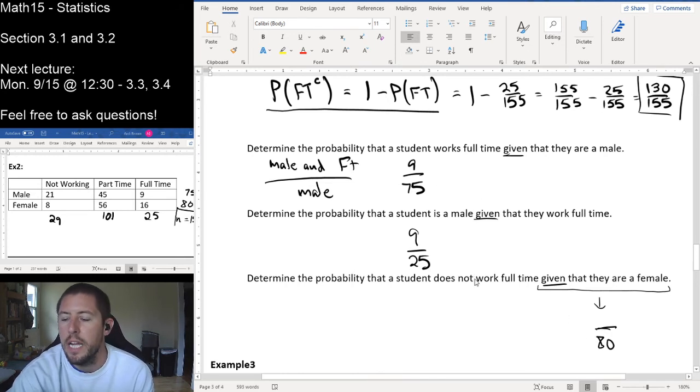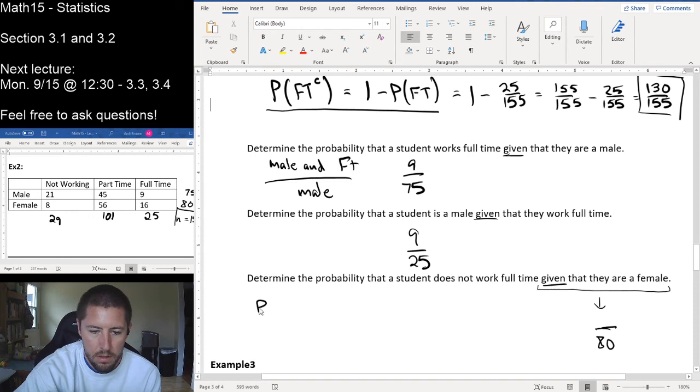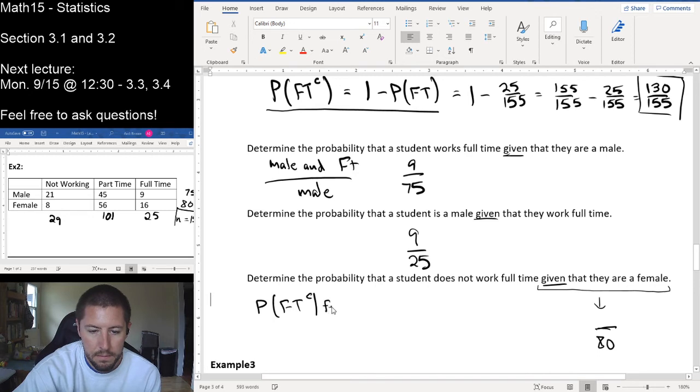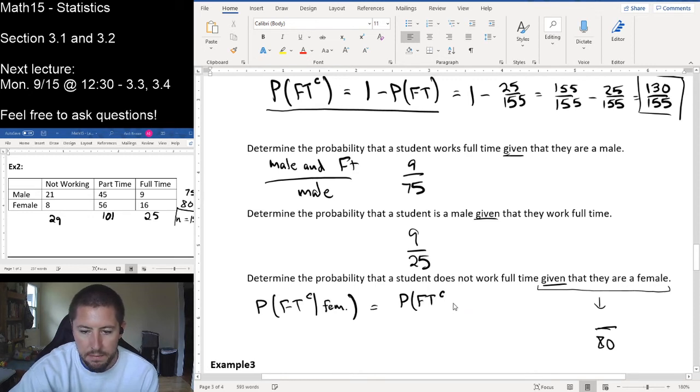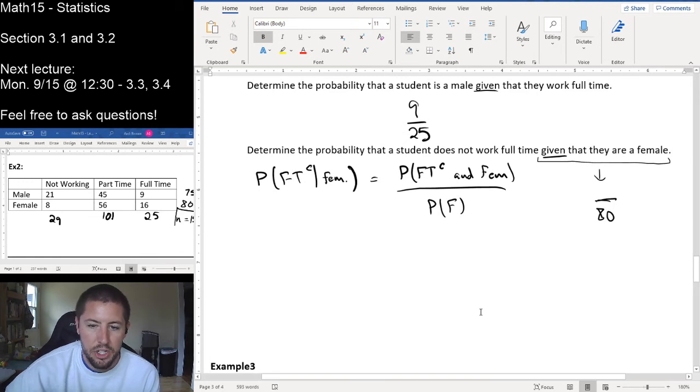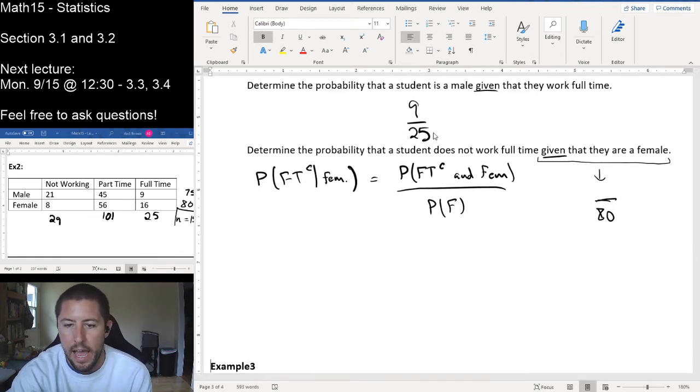So what's the probability the student doesn't work full time? So it's the probability that they are not full time. So I'll list that as full time complement given that they are female. And so this should be the probability that they are not full-time, the complement of full-time and female, divided by the probability that they are female. And so notice how I'm going to flip this around again. This complement says to me I should do a 1 minus or something like that here.